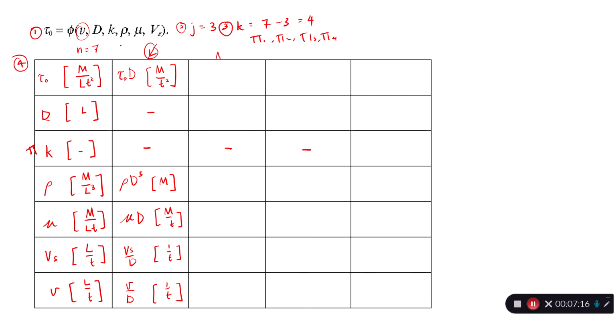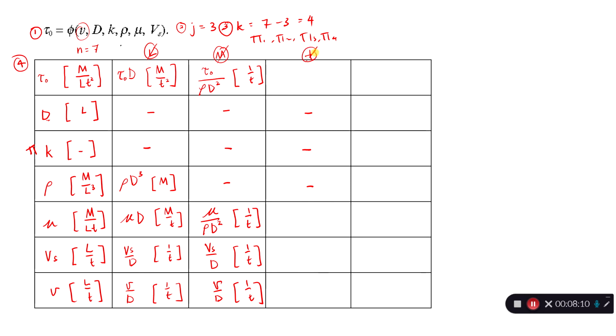Okay, next we get rid of mass. We use rho d cubed. So just divide tau d by rho d cubed. You will have tau over rho d squared. This will be 1 over t. This is already gone. Here we have mu d divided by rho d cubed. So that would be mu over rho d squared. The dimension is 1 over time. This one has no mass in it, so we just write them down again. 1 over t, 1 over t. So finally we get rid of time.